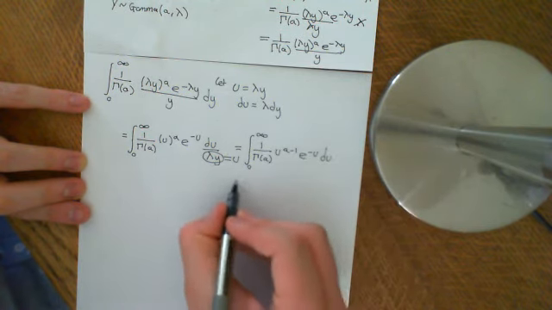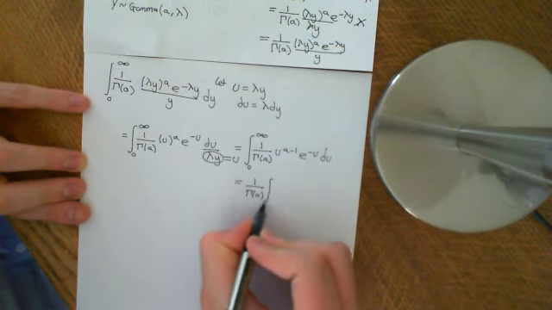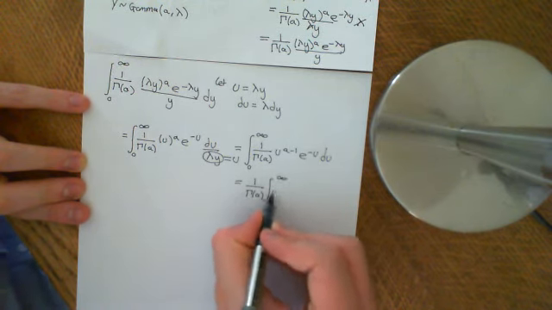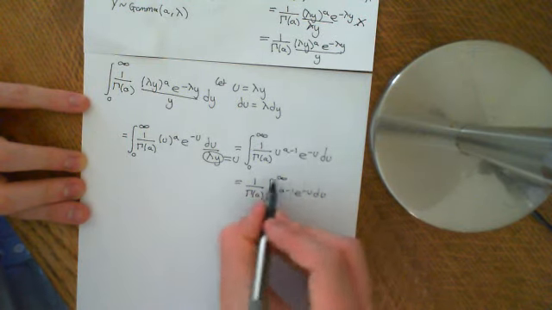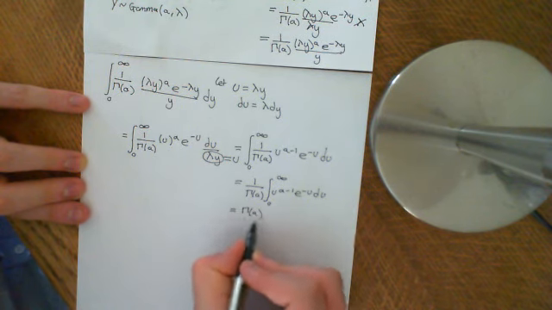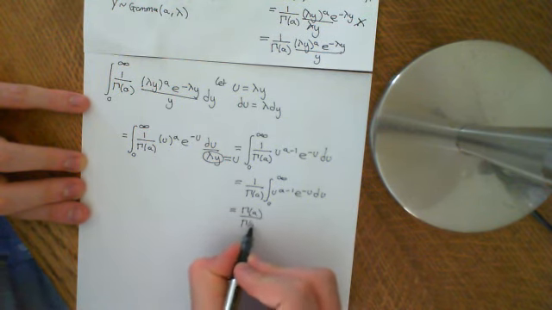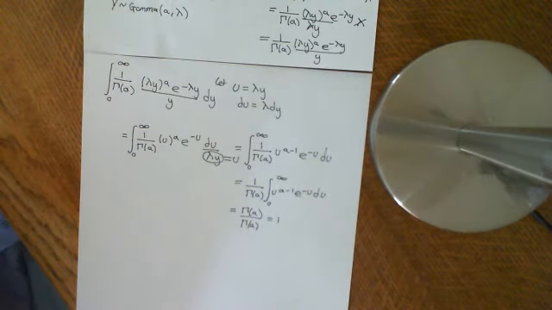Then just pull out the 1 over gamma of a, and we get 1 over gamma of a times the integral from 0 to infinity of u to the power of a minus 1, e to the negative u du, and that's just the definition of gamma of a. So we get gamma of a over gamma of a, which is just equal to 1. So by doing the integration by substitution, what we did is reverse the transformation that we did to get the PDF. They're effectively exact opposites.